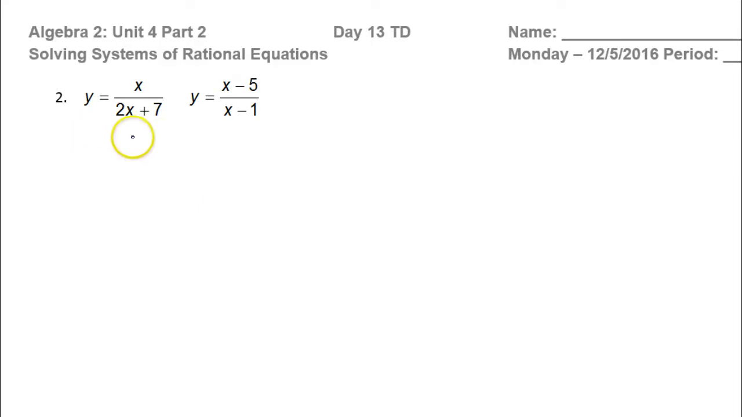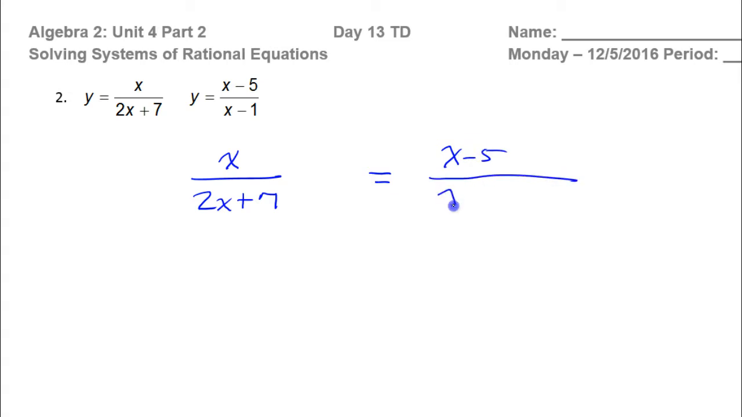Let's solve another system of rational equations. Again, we can start off by setting these equal to each other. So I have x over 2x plus 7 is equal to x minus 5 over x minus 1. An easy way to solve this equation is to form like denominators and then cancel those denominators out.